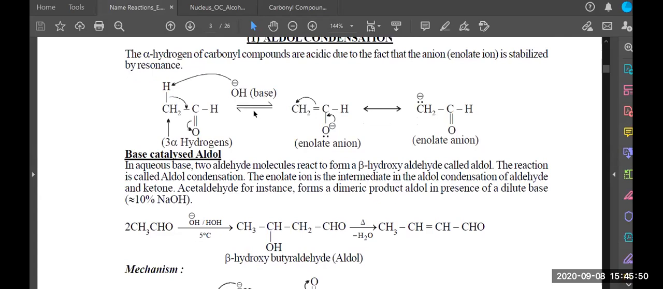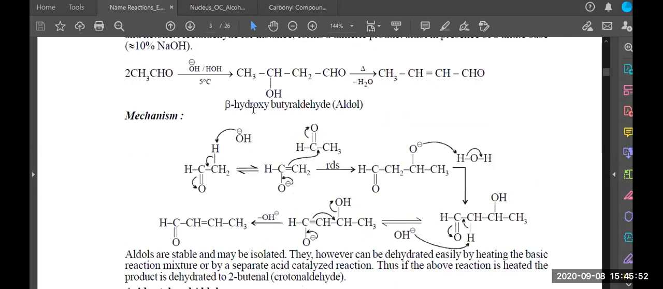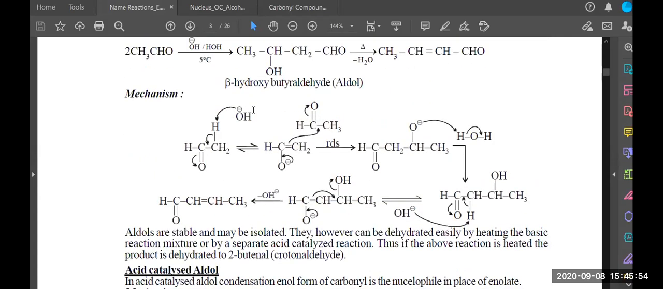If you observe the mechanism, this is what I said, that the first step is always removal of this hydrogen by OH minus, by the base, so that it will become your nucleophile. Now if it becomes a nucleophile, it will follow the same mechanism as nucleophilic addition that I said.